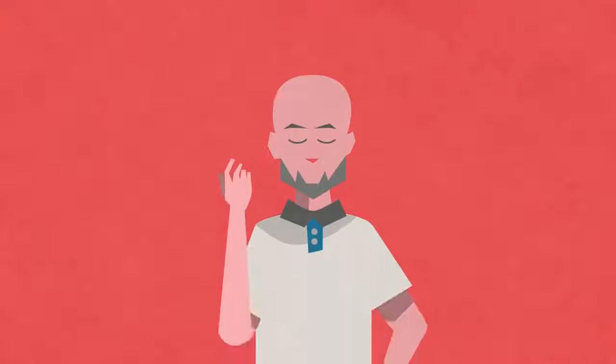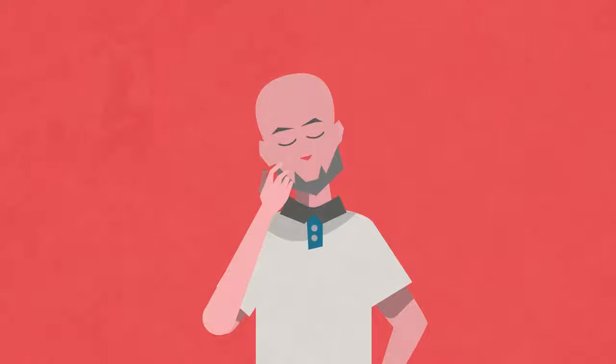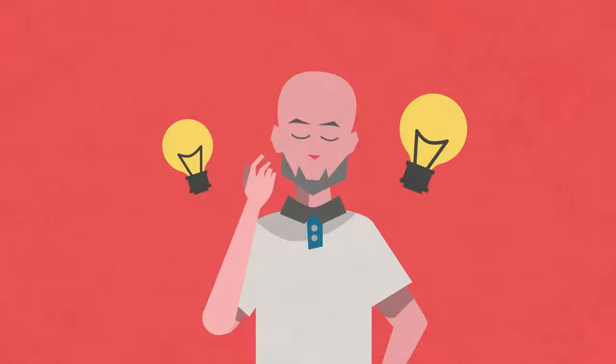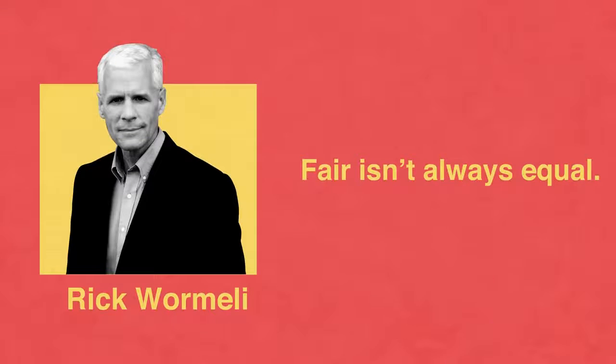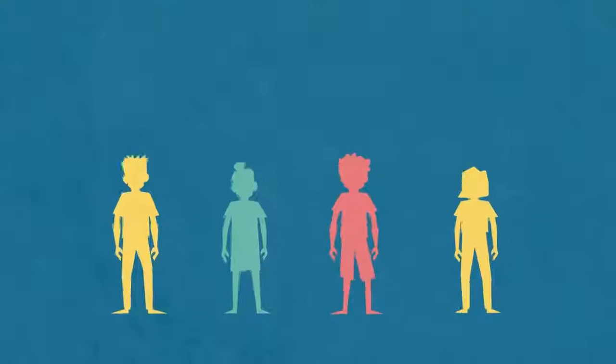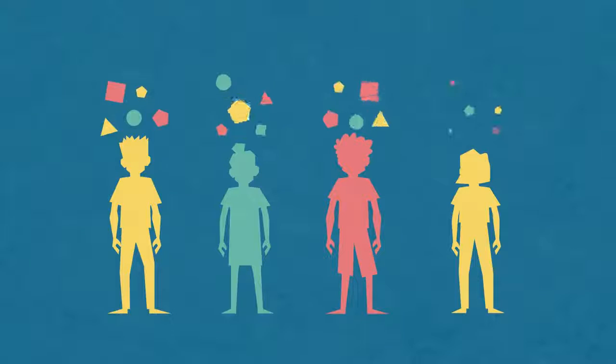Differentiating instruction is really a way of thinking, not a pre-planned list of strategies. Oftentimes, it is making decisions in the moment based on this mindset. It's recognizing that, to paraphrase Rick Wormeli, fair doesn't always mean treating everyone equally. It's recognizing that all of our students bring different gifts and challenges, and that as educators, we need to recognize those differences and use our professional judgment to flexibly respond to them in our teaching.